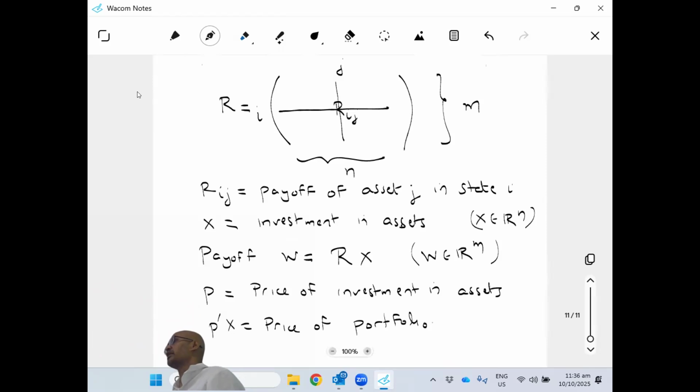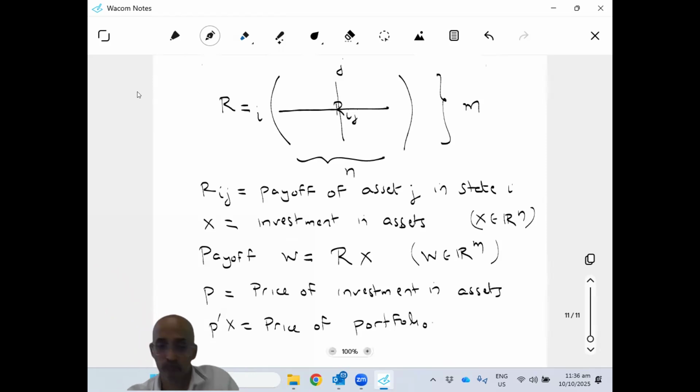So you are trying to invest in assets. That's a vector x. You're trying to maybe buy 100 stocks of General Motors, maybe 50 stocks of something else, and so on. You create this portfolio. For each of these units of stock, you have to pay a price. So p transpose x is the price of this portfolio you formed. You make this portfolio because you don't know what's going to happen in the future, but you're hoping that in the future you make payoffs.